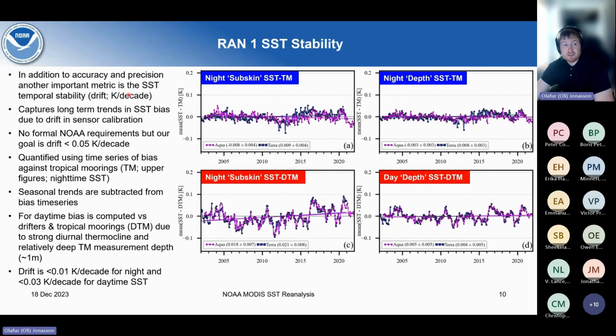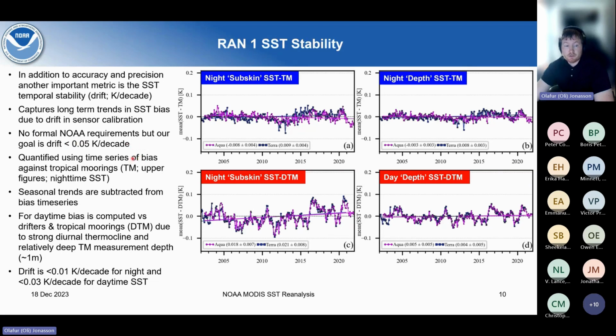In addition to accuracy and precision, another important metric is the temporal stability. This is often referred to as drift, and it's measured in Kelvin per decade. It captures the long-term trends in SST bias due to drift in sensor calibration. As far as I know, there are no formal NOAA requirements, but our goal is to keep this drift below about 0.05 Kelvin a decade.